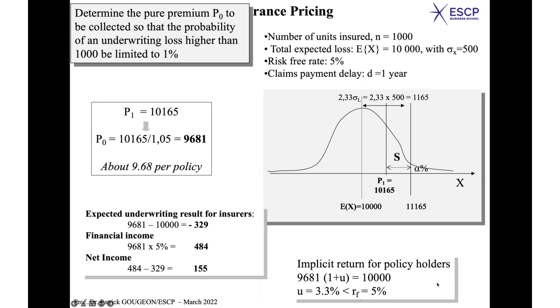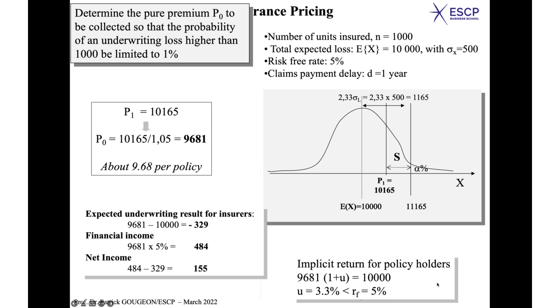So if you look at this, the implicit return for policyholders is what? The policyholders pay altogether 9,681 in terms of saving. Indeed, they pay more because they have to cover the cost of operating expenses, but if you look at the saving part, they invest with the insurer 9,681, and how much can they expect? They can expect 10,000 in return altogether.